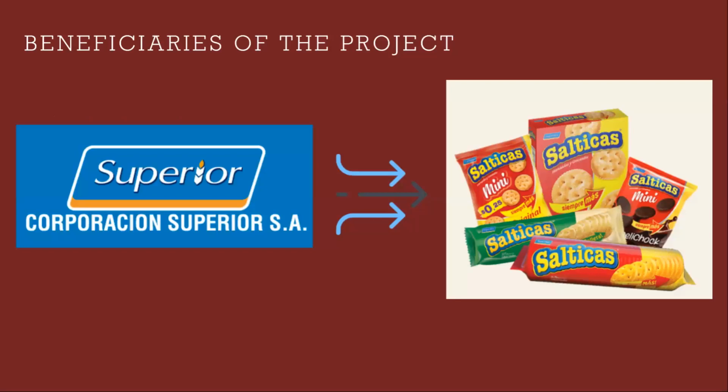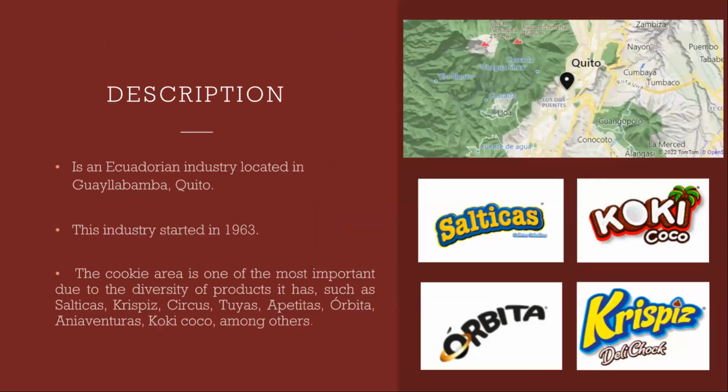Okay, the beneficiary of the project is Grupo Superior S.A. with its star product, Salticas cookie. The description: this research project deals with Grupo Superior S.A., an Ecuadorian industry located in Guayllabamba, Quito. This industry started in 1963 with the flour business until it reached the cookie and snack business, the cookie area being one of the most important.